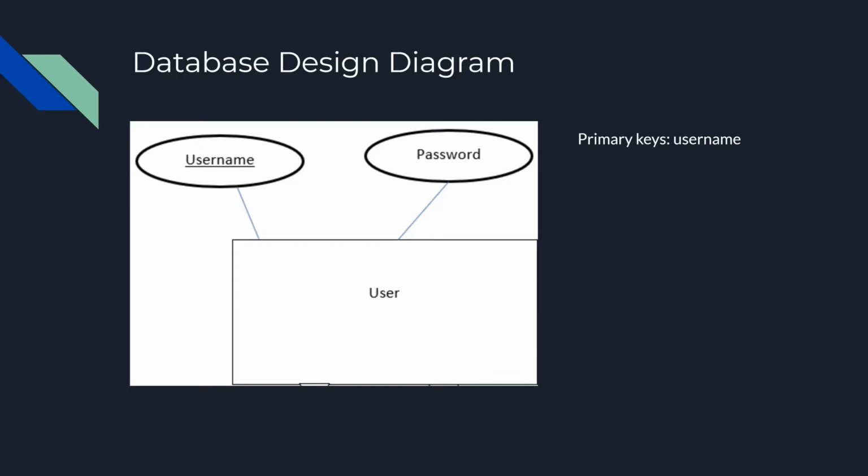For the database design diagram, we only have one table, which is the user table. So for the ER diagram, we only have one table, user, which has two fields, the username and the password, where the username is the primary key, which is why it is underlined. We also use encryption and decryption for the password.